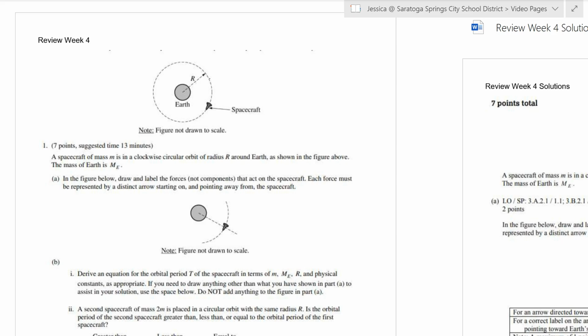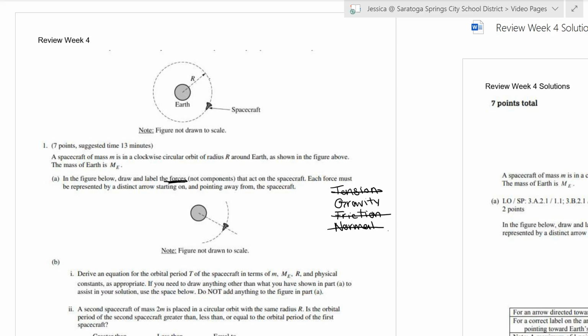So in the figure below, draw and label the forces, not components. So we need forces that act on the spacecraft. Each force must be represented by a distinct arrow. Okay, so some forces I might need to include: tension, gravity, friction, normal force, things like that, applied forces. There are no strings in our spaceship Earth system, so not tension. We're not on a surface, so that automatically gets rid of friction and the normal force. So that pretty much leaves only gravity that could be acting on this spaceship.